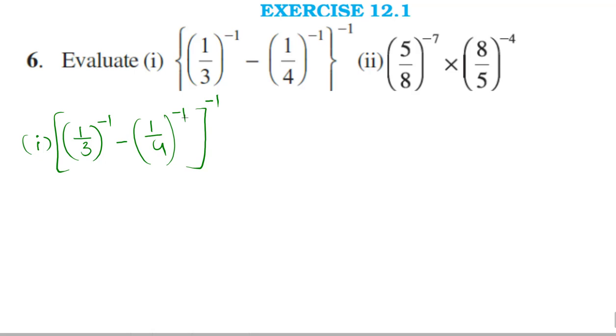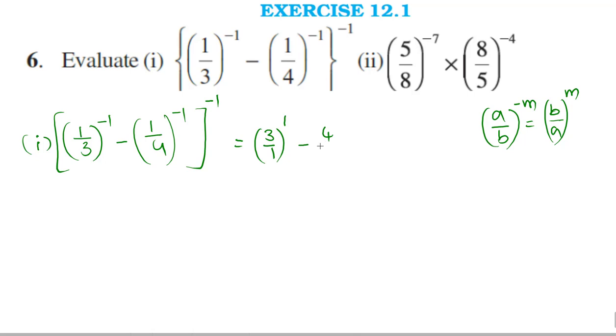These are easy problems. Now you observe in the brackets (1/3)^(-1) we have. So we know that if we have (a/b)^(-m), we can write this as (b/a)^m, removing the minus symbol and writing m. So here also 1/3 in the brackets, you write this as 3/1, then remove the minus symbol of the exponent, so whole to the power of 1. Minus, here also (1/4)^(-1) we have. We can write this as (4/1)^1. Then whole to the power of minus 1 we have.